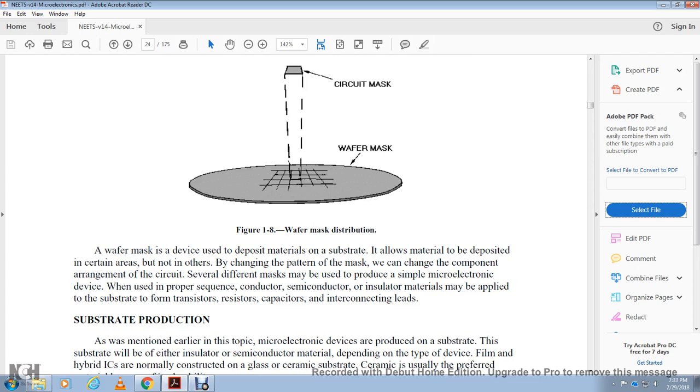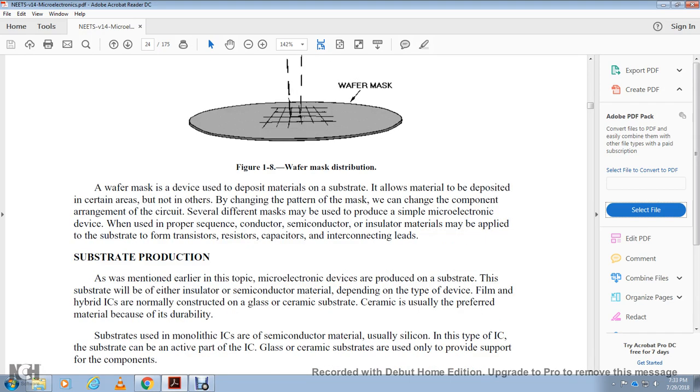Several different methods may be used to produce a simple microelectronic device. Using the proper circuit masks, conductor, semiconductor, and insulating materials may be applied to the substrate to form transistors, resistors, capacitors, interconnections, and interconnecting leads.